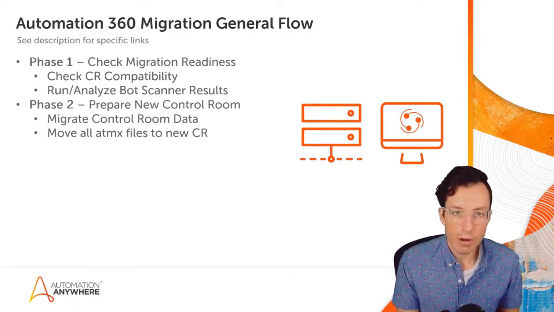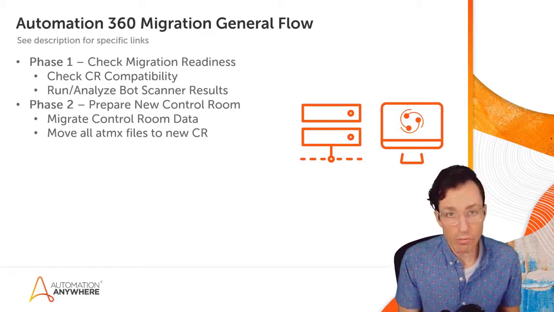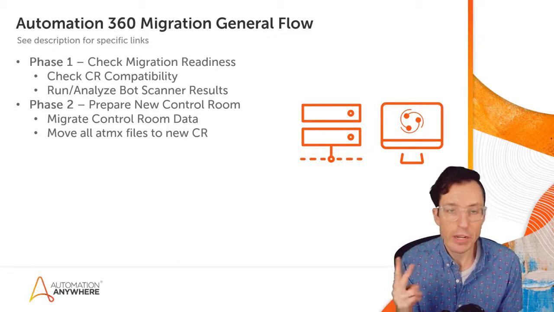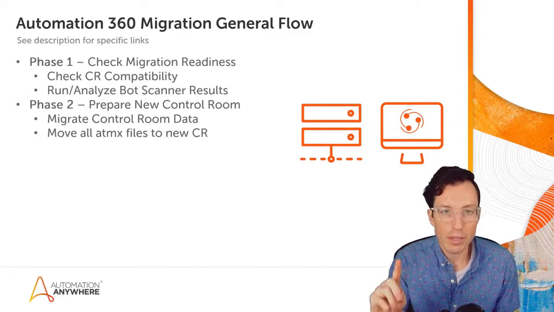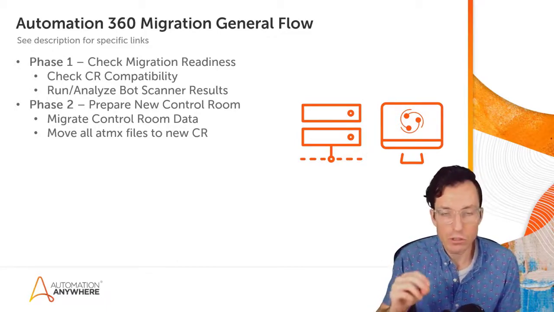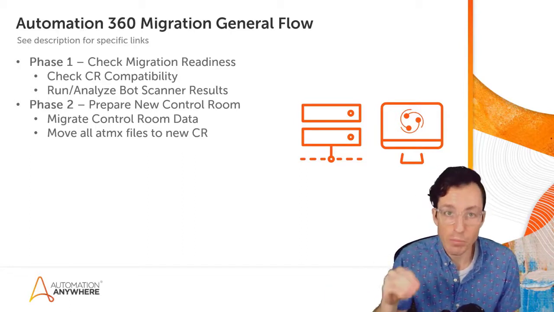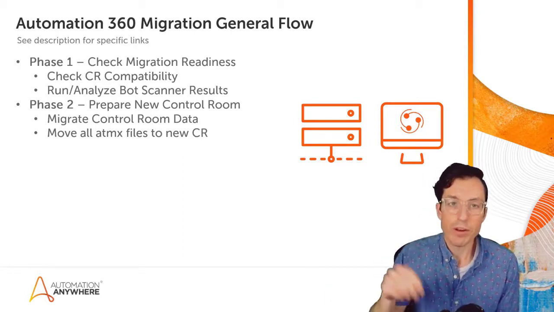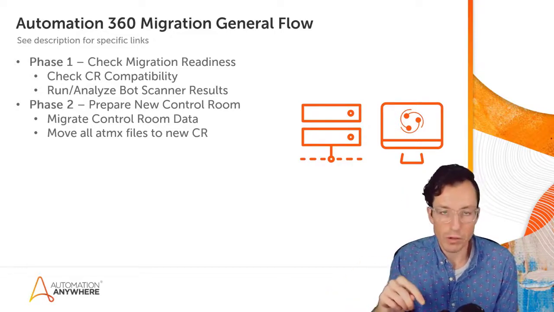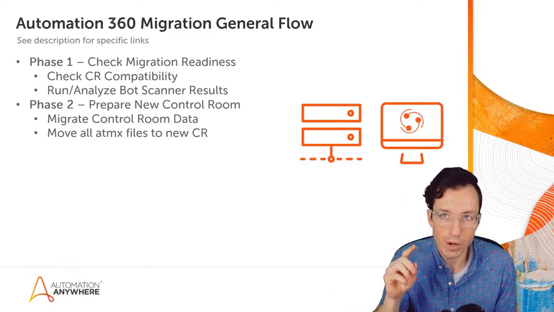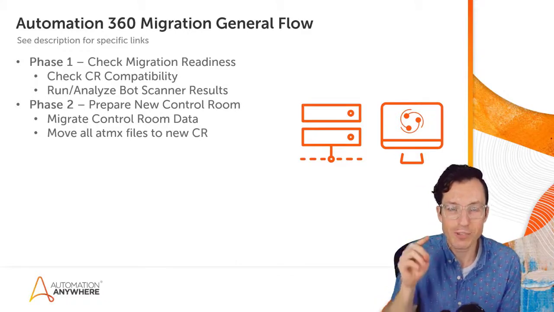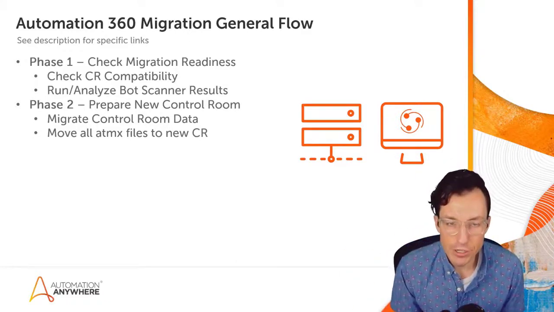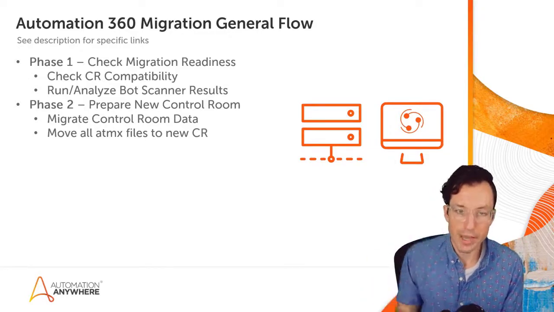That next phase is preparing your new control room. That means migrating your control room data and your bots to your new Automation 360 control room. We have two videos covering this. One shows the migration from a version 11 control room to an Automation 360 on-prem control room. I'll have a link for that below if you want to check that out. We have another video showing a similar migration, except going from Automation Anywhere Enterprise version 11 to Automation 360 Cloud, and it uses the cloud migration utility. Again, I'll put a link to that video as well.